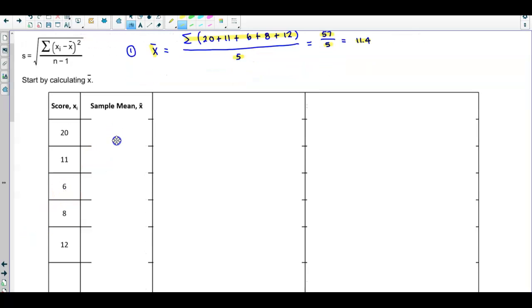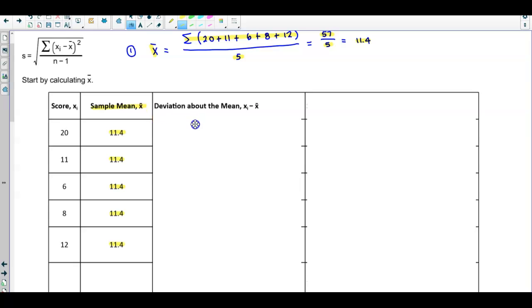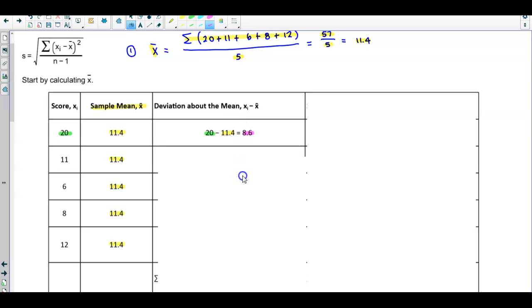Now we're going to create a second column that represents the sample mean. What we found is that the sample mean is 11.4, so we include that in each individual cell. Now we have our score and our sample mean. The first thing we want to do is find the deviation about the mean, which is taking the data value and subtracting the mean. The mean is 11.4, and the first data value is 20. So 20 minus 11.4 gives us a deviation of 8.6.